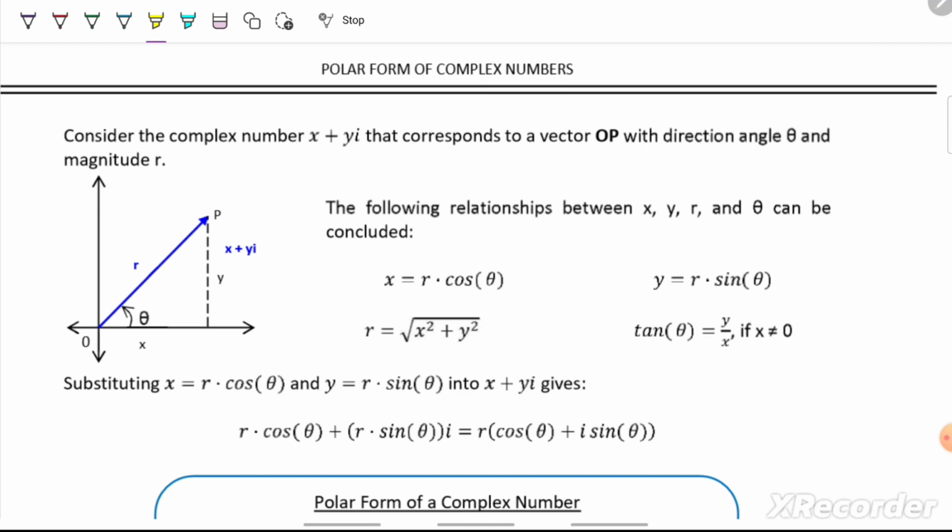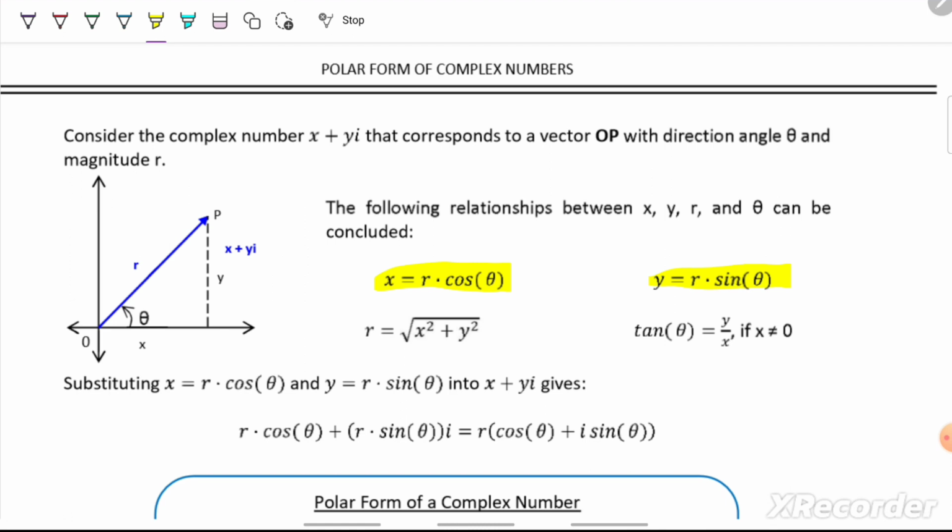SOHCAHTOA applies, so cosine is equal to x over r, and we've manipulated that to x equals r times cosine of theta. We know that sine is equal to y over r, and we've manipulated that, saying that y is equal to r times sine of theta. Pythagorean theorem tells us r is equal to the square root of x squared plus y squared, and tangent of theta is equal to y over x, where x isn't 0, per SOHCAHTOA as well.